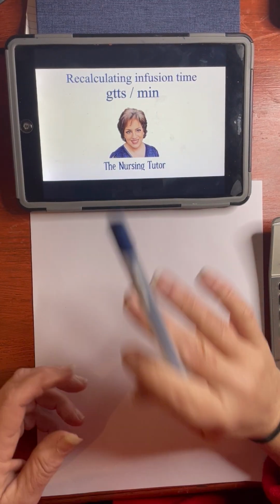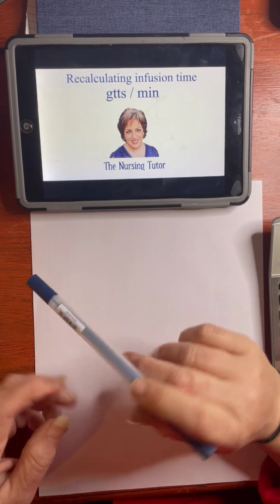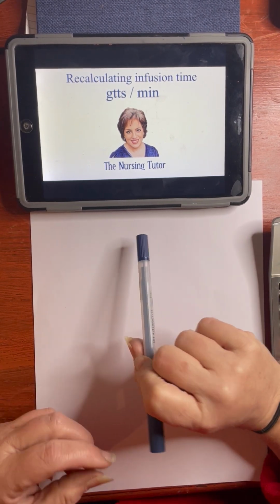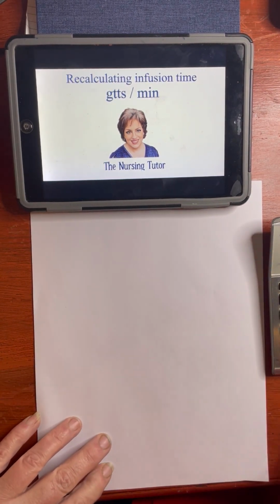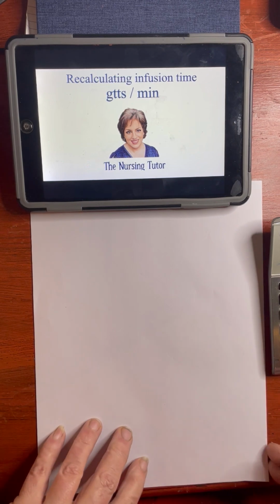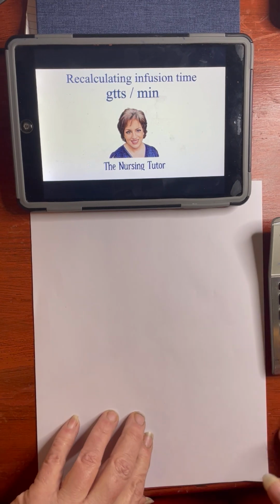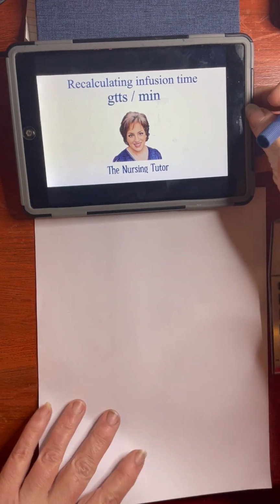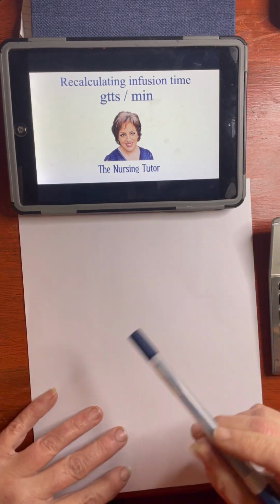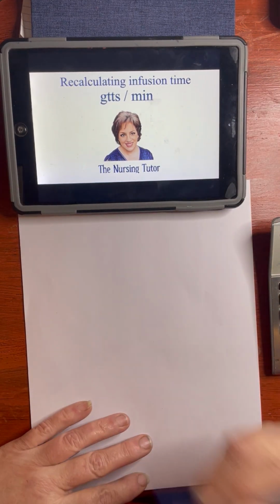I've got five problems of recalculating infusion time in drops per minute. Some of them are kind of jankified, so I want to go through them and show you how to work them, so that if they're on your test, you won't vomit.